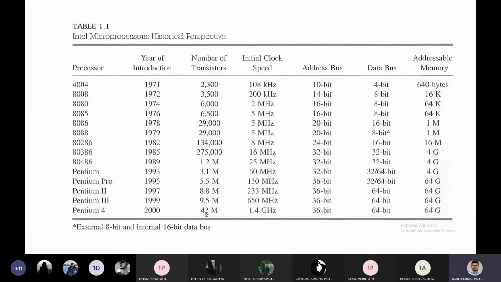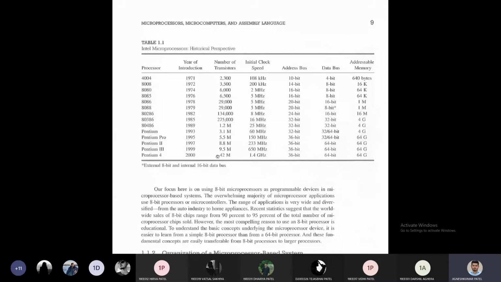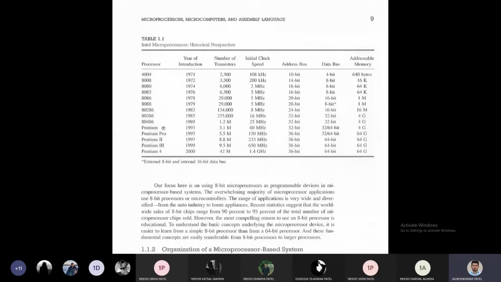In Pentium 4, you will have 42 into 10 to 6 transistors. It can operate at 1.4 gigahertz. It has a 36 bit address bus and a 64 bit data bus, so you can say this is a 64 bit architecture. And then 64 gigabyte of memory is possible using this controller. So this is how your processor has evolved.